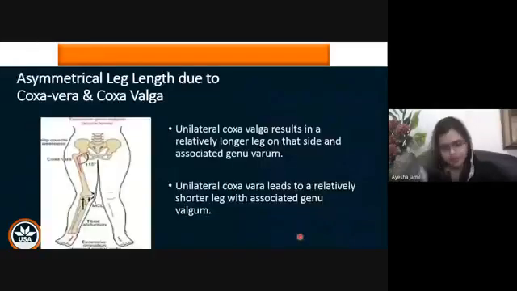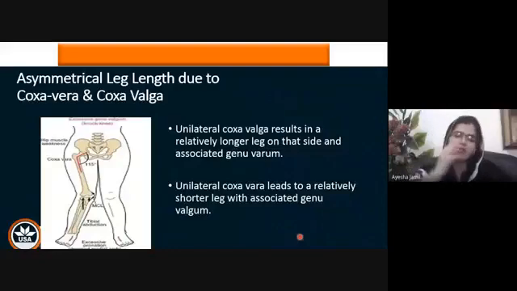Now you can see that whenever there is coxa valga or vara, how it contributes to the leg length discrepancy. You can see over here, this is the coxa vara, in which the femur is more medial. In order to have an intact knee joint, the femur will have to move outward so that the weight is shifted towards the normal, towards the base of support.